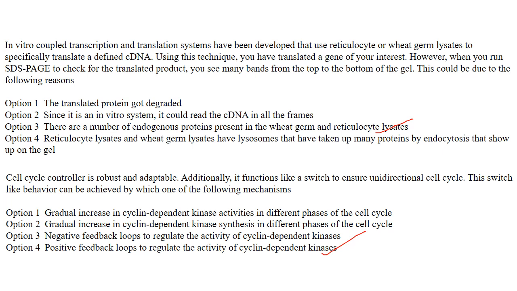Option 3. Cell cycle controller is robust and adaptable. Additionally, it functions like a switch to ensure unidirectional cell cycle. This switch-like behavior can be achieved by which one of the following mechanisms? So it is positive feedback loops to regulate the activity of cyclin-dependent kinases.